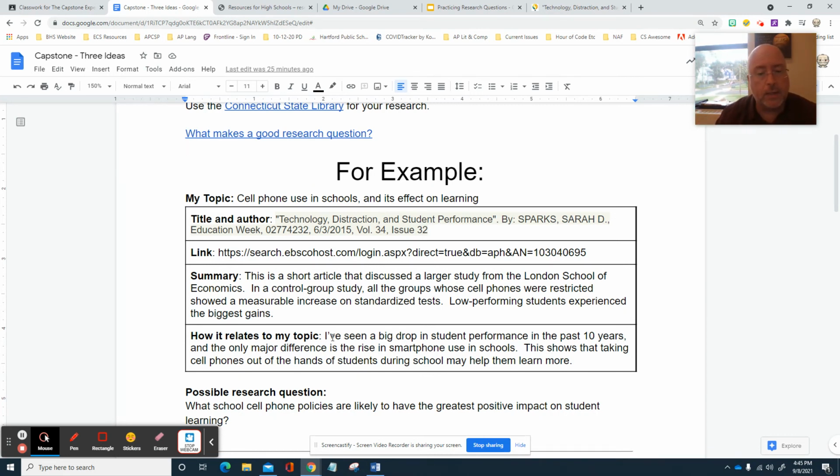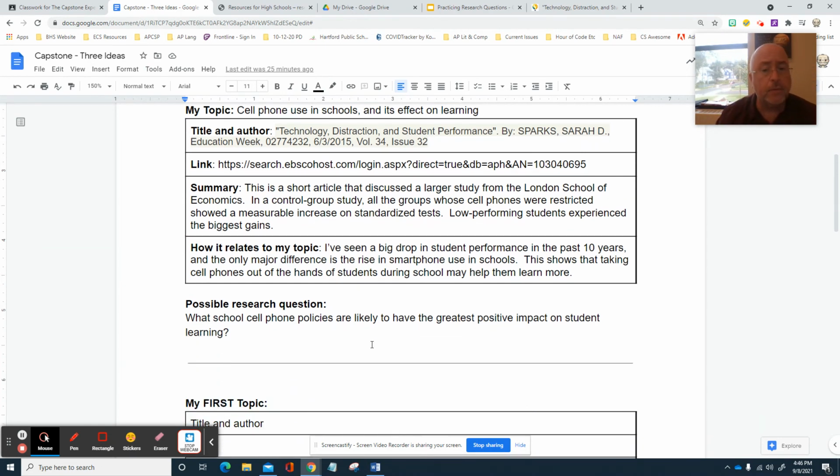And why it relates to my topic, I've seen a big drop in student performance in the last 10 years. The only major difference is the rise in smartphones used in schools. You're not all that different from the kids I had 10 years ago. But you all have cell phones and you're all on them all the time. And that's a huge difference in your reading performance, in your focus performance, in your math performance, in your creativity, your ability to work in groups. It's affected every area. And so I would make it my life's mission to fix that.